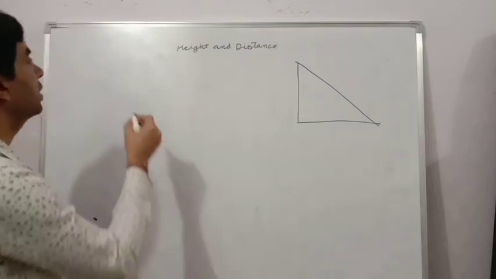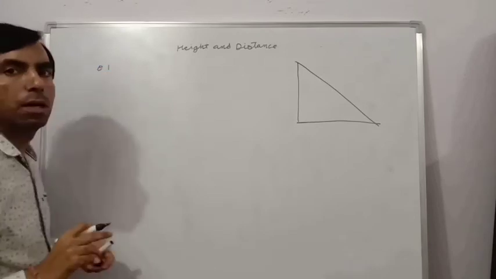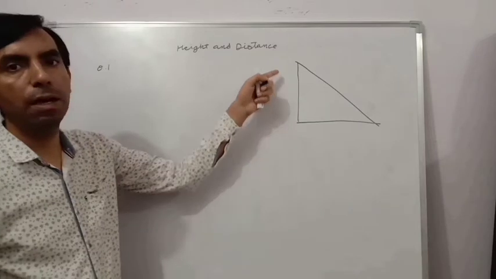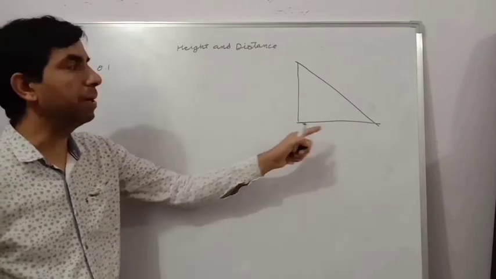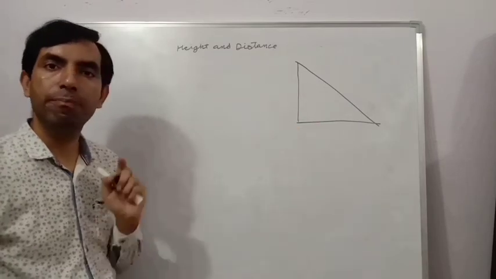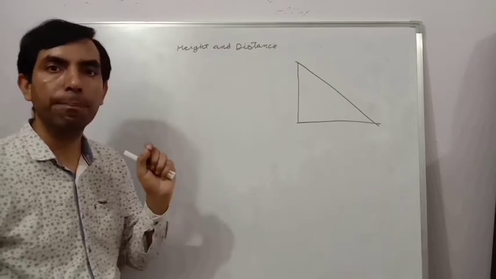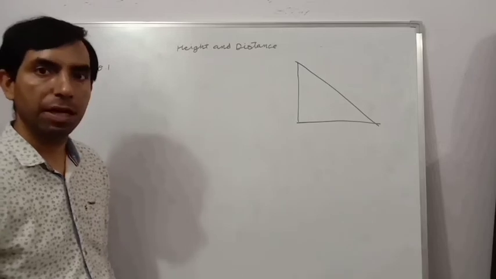So we take the first question of today. Always remember that in height and distance, height is the perpendicular and distance is the base. So generally we take the formula of tan. It is not a compulsory rule. Let's start.